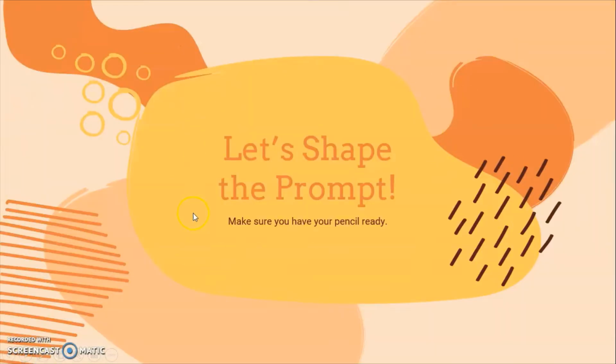So let's go ahead and start shaping the prompt. So make sure that you have a pencil ready and that you have your writing packet out. Now keep in mind, since I did record this a little while ago, and for some reason it just didn't go through, I have already shaped my prompt, but I'm going to cover it up. That way we can kind of go through the steps.